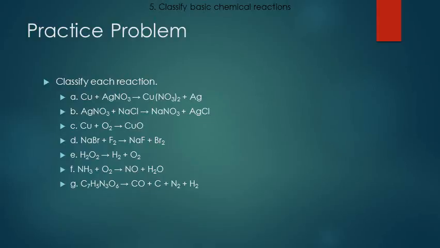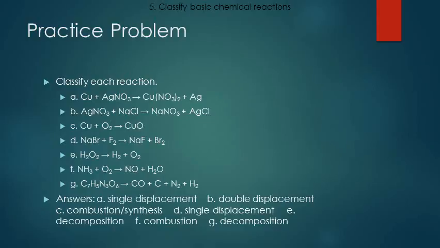Alright, I suppose you've had a go at classifying these. Here are the answers. The first one is a single displacement reaction. I know this because I have a free element replacing an element in a compound. The copper replaces the silver, so that is single displacement. B is double displacement. I know that because I have ions switching partners. The silver takes the place of the sodium, and the sodium takes the place of the silver, so that makes it double displacement.